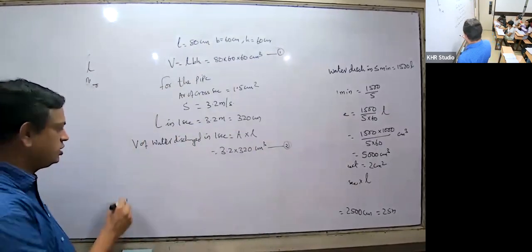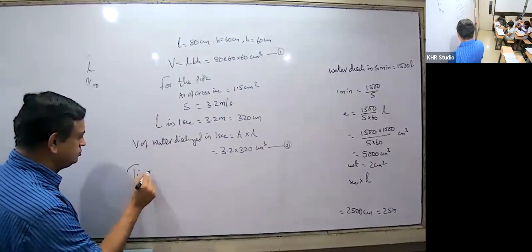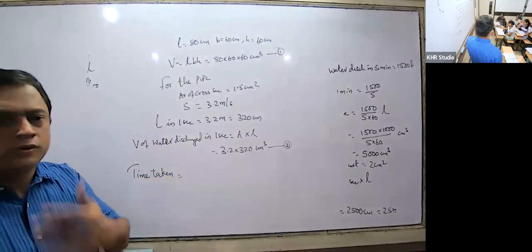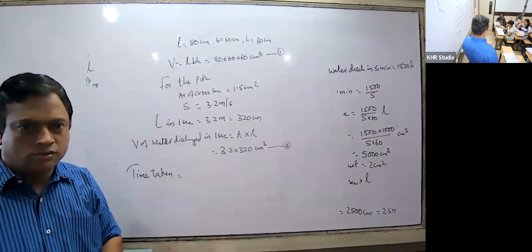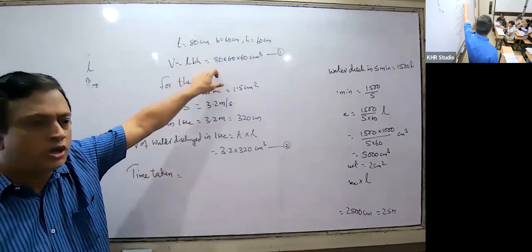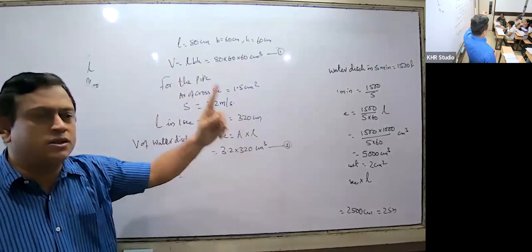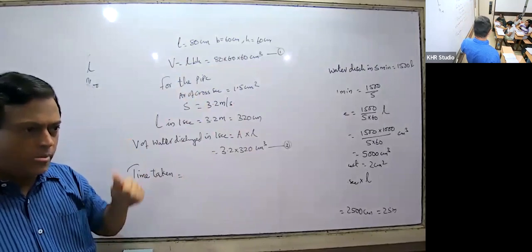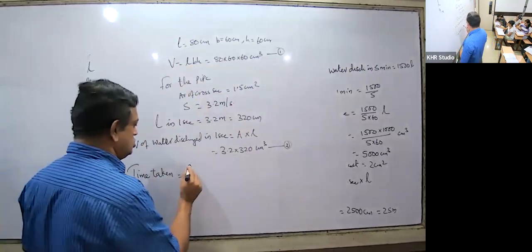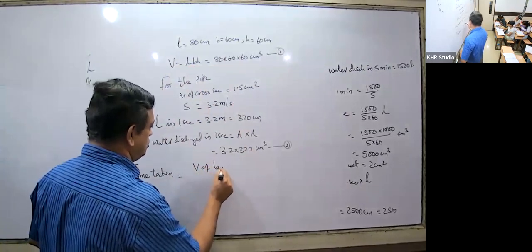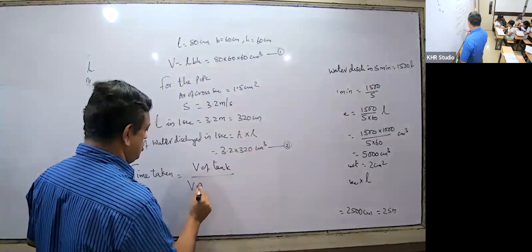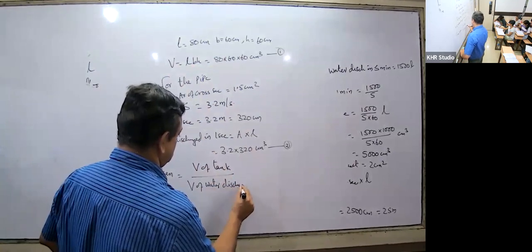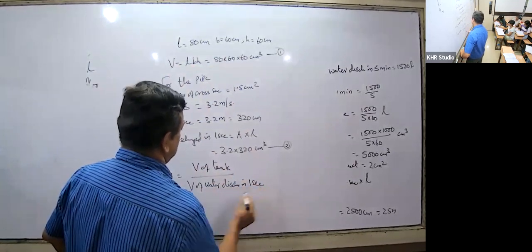Because we are going to divide. Do you know how to find time taken? How will you find out time taken? Anyone? You are filling the tank. Total volume divided by volume discharged in 1 second. Unitary format. Are you following or not? Time taken is equal to volume of tank, that is the total, divided by volume of water discharged in 1 second. You will get that many seconds.